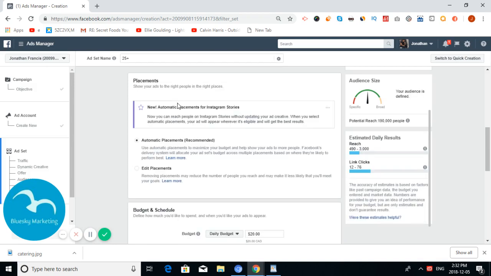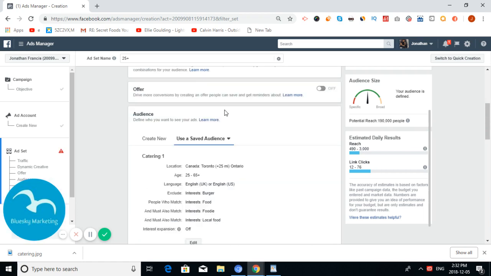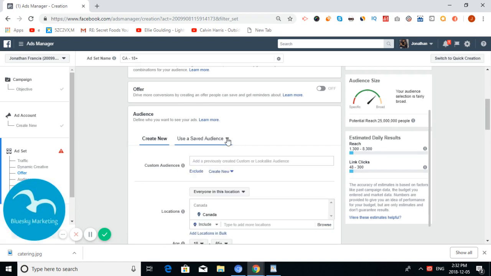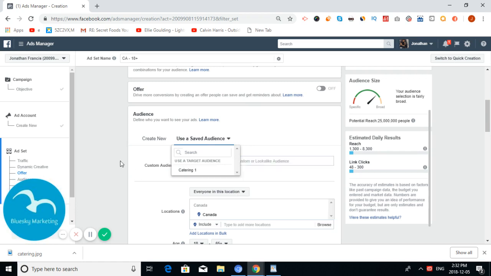Just loading. Right here, it's just loading up for me. In the future, when you come to make an ad, instead of clicking create new, which is what we did at the beginning of the last ad, you would only click use saved audience, and in this case it would be catering target 1, and it has all the details there. So it's a great way to help save you time, and an amazing way to test out different audiences and actually remembering and having them documented in your Facebook Ads Manager.